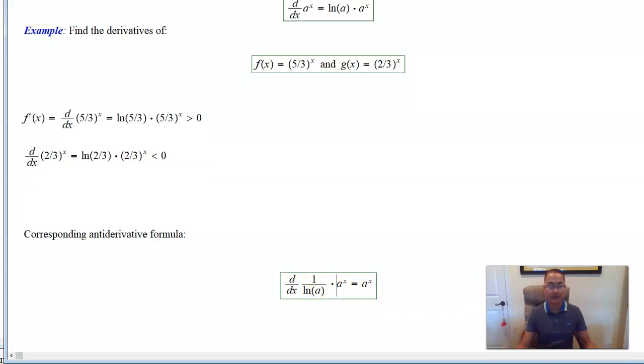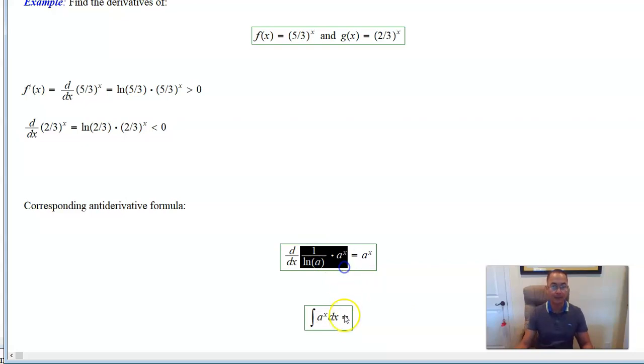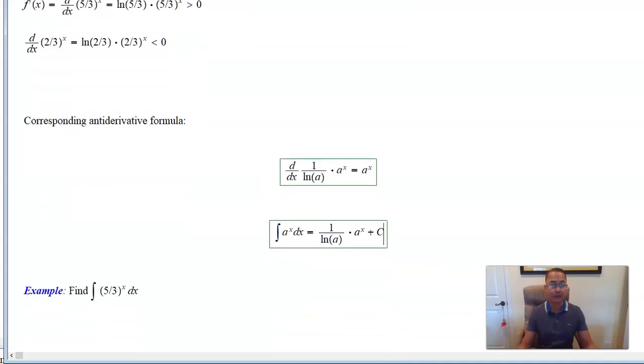So because we have that as our derivative, we will get the antiderivative formula, which tells us that an antiderivative for a to the x dx will be 1 over ln of a times a to the x plus c. Okay. So yeah, it's going to get a little bit confusing. When do you multiply by ln of a? When do you divide by ln of a? Practice, practice, practice, like everything else in math, to help you remember these formulas.